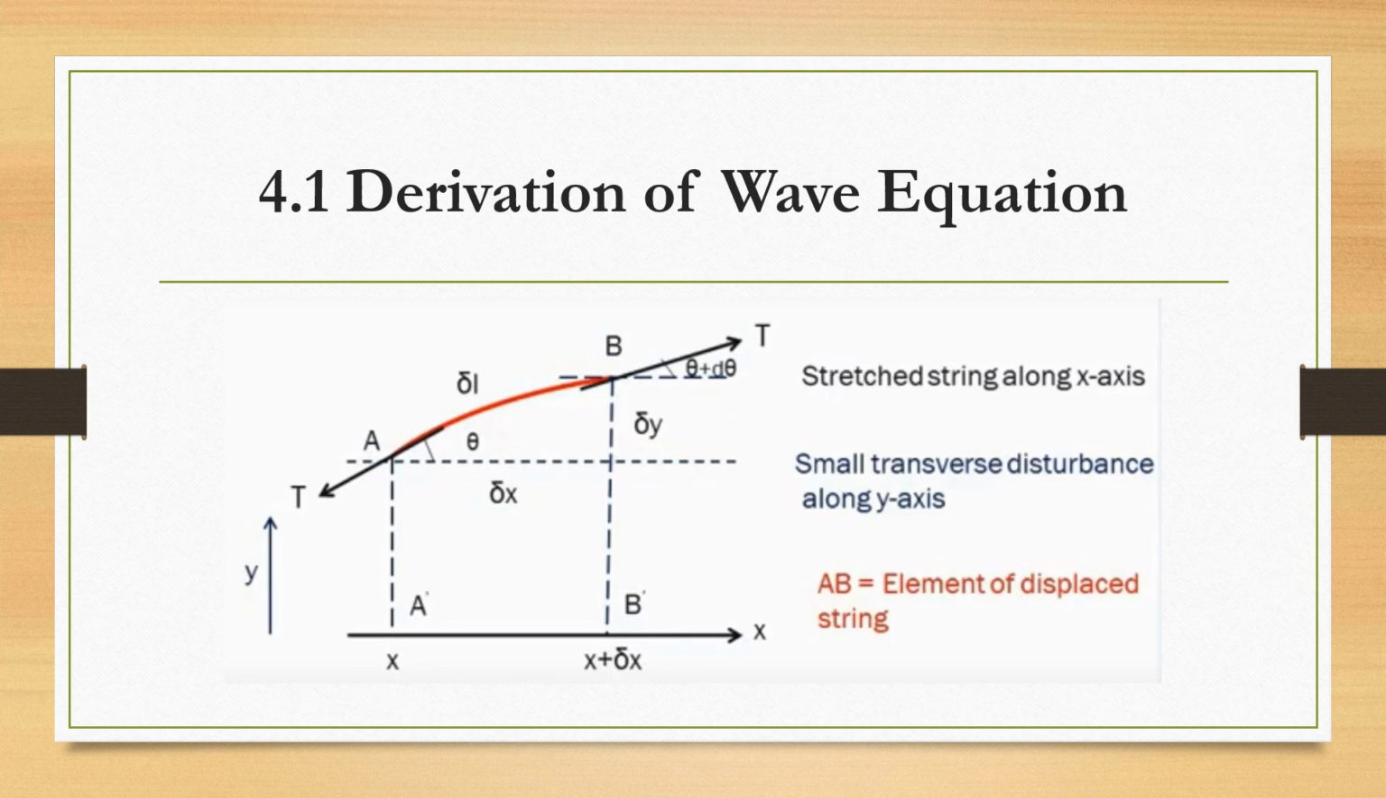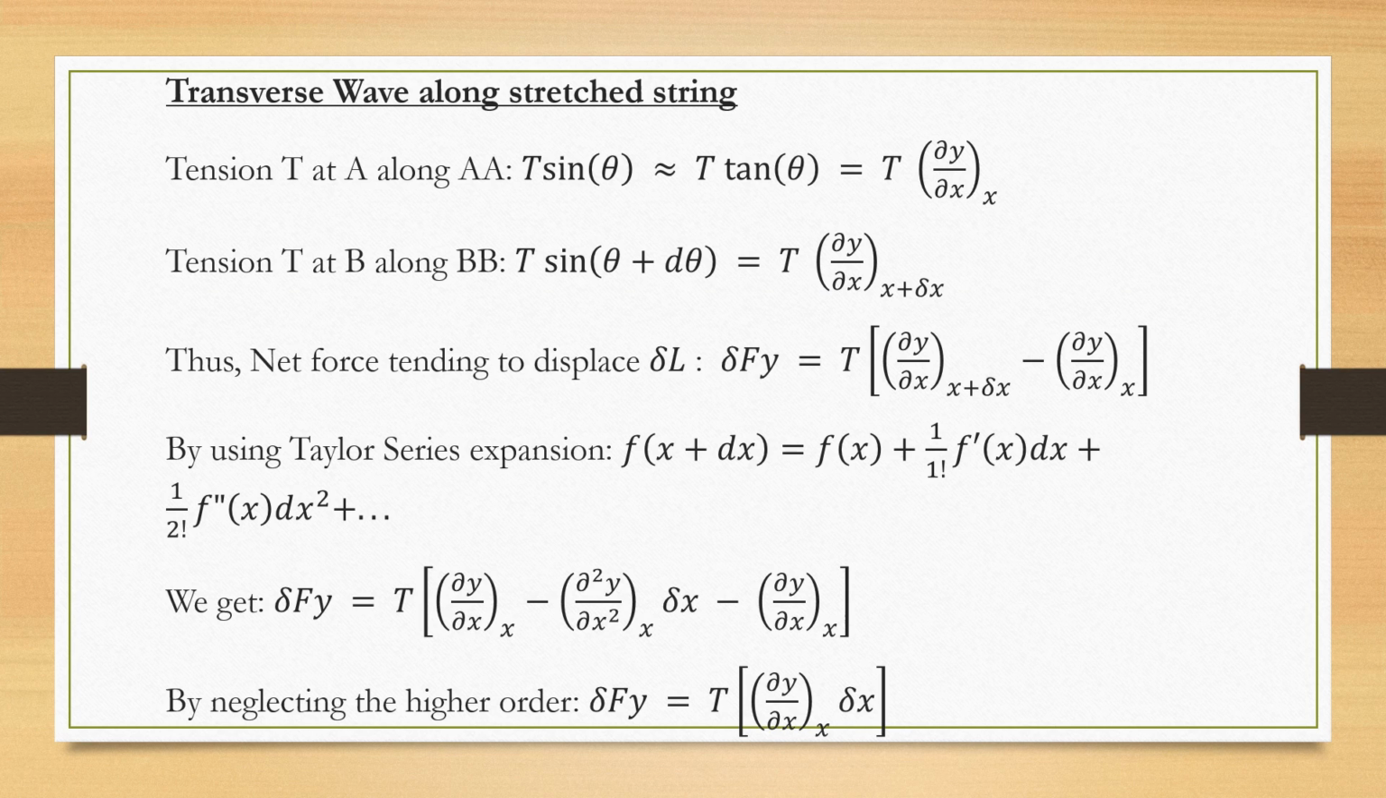So the slide talks about the derivation of the wave equation. So this is the string that has been stretched along the x-axis, with a small transverse disturbance along the y-axis, and AB is the element of the displaced string. This one. So from the stretched string, the tension T at A, as we see in the figure along AA, is T sin theta approximately T tan theta.